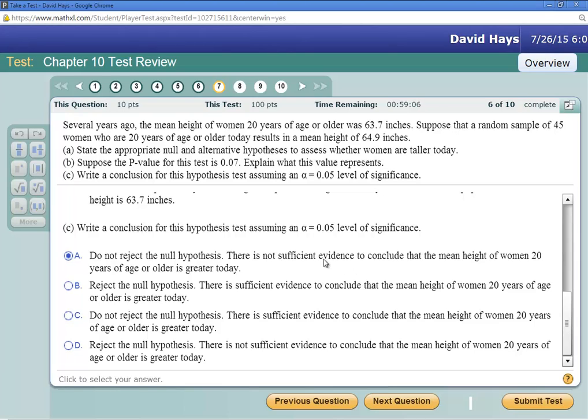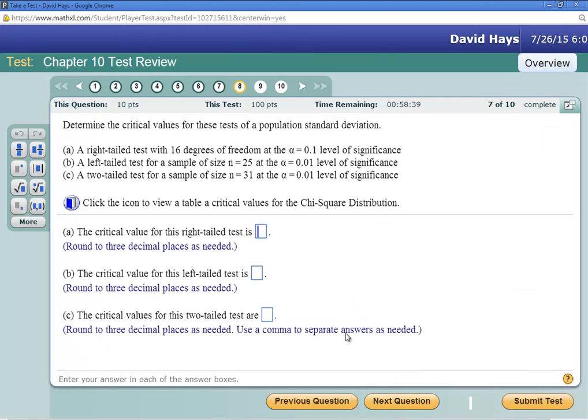There is not sufficient evidence. There is sufficient evidence. Okay, so they're asking us about it's greater today. So asking us about H1. If we do not reject null hypothesis, or we accept it, that means we're rejecting this claim. Okay, so that'd be A. Boy, the wording on this is very interesting. I'd be shocked if I don't miss one or two just from the wording.